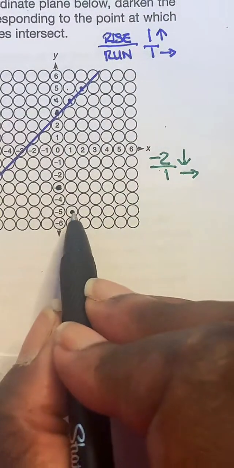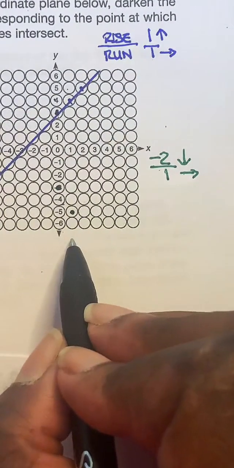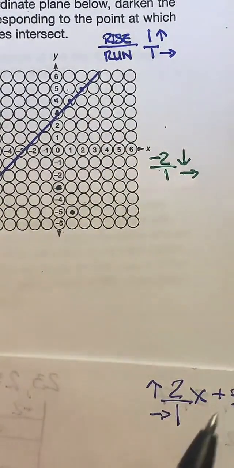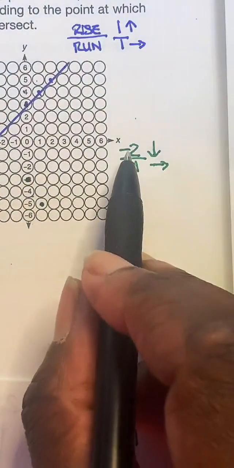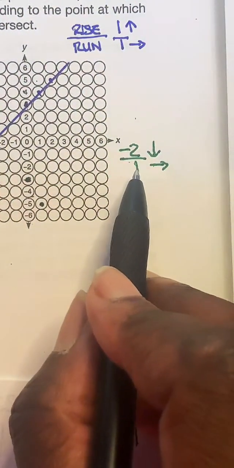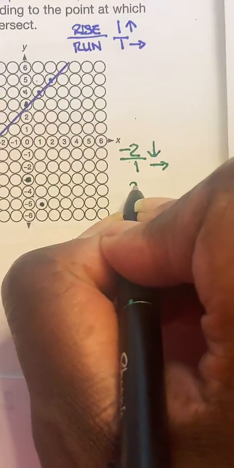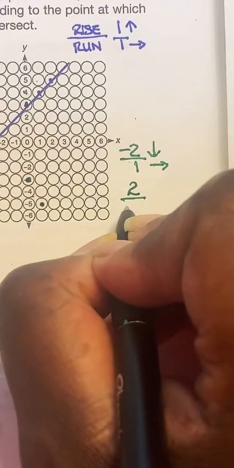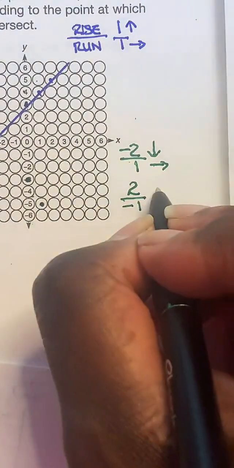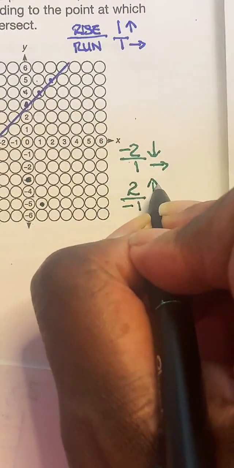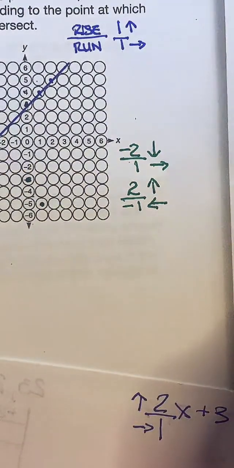Okay, but guess what? I can't go down 2. I can go down 1, but I can't go down 2. This is the fun fact about negative slopes. The negative can go in the numerator or the denominator. So I can change this and make it 2 over negative 1. So this is going to be the direction. I'm going to go up 2, but I'm going to go to the left 1.